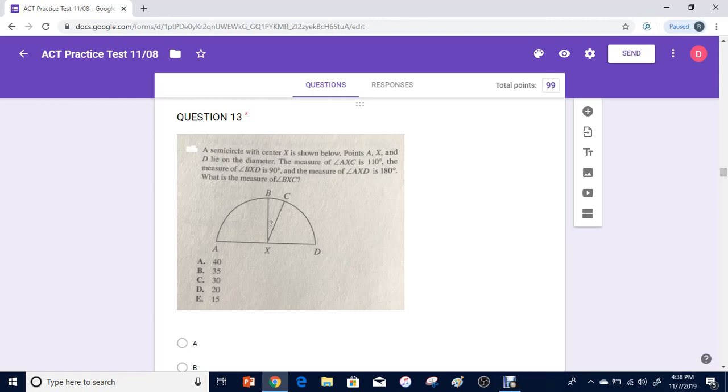Okay, BXD is 90, AXC is 110. They want to know the difference between these two.